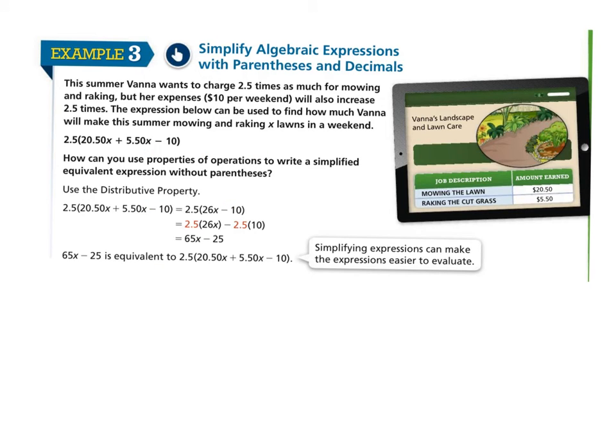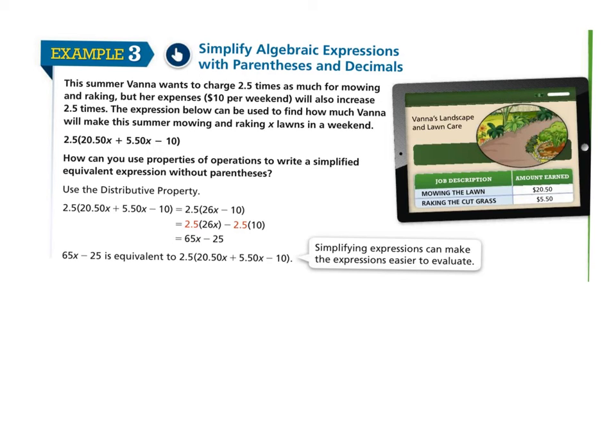Example 3. This summer Vanna wants to charge 2.5 times as much for mowing and raking, but her expenses, $10 per weekend, will also increase 2.5 times. The expression below can be used to find how much Vanna will make this summer mowing and raking x lawns in a weekend. And then it says, how can you use properties of operations to write a simplified equivalent expression without parentheses?